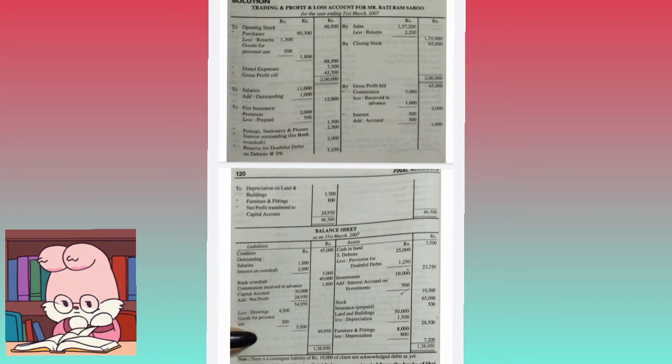To provision for doubtful debts, that is on the debit side of the P&L account, 1250, and this provision is to be deducted from the debtors in the balance sheet. Debtors balance is 25,000 minus provision for doubtful debts 1250, total comes to 23,750, which is the net debtors. Next one, cash in hand, take it to the asset side of the balance sheet.